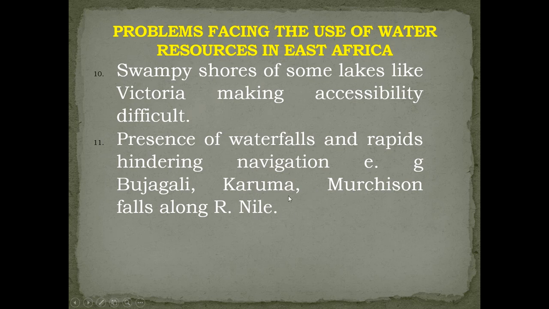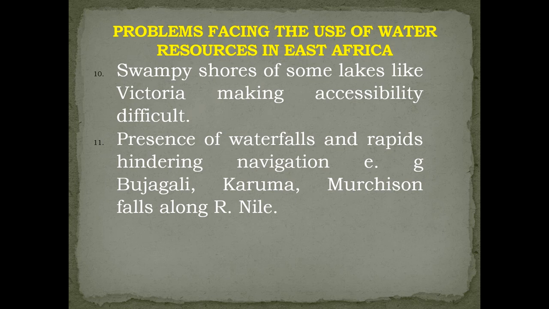For example, they can tell you which of the following waterfalls is not found along River Nile. Then they give you the names: Bujagari, Karuma, Sezwa, Makshon. So which one would be the right answer? So you identify the right alternative, that Sezwa is not on River Nile.